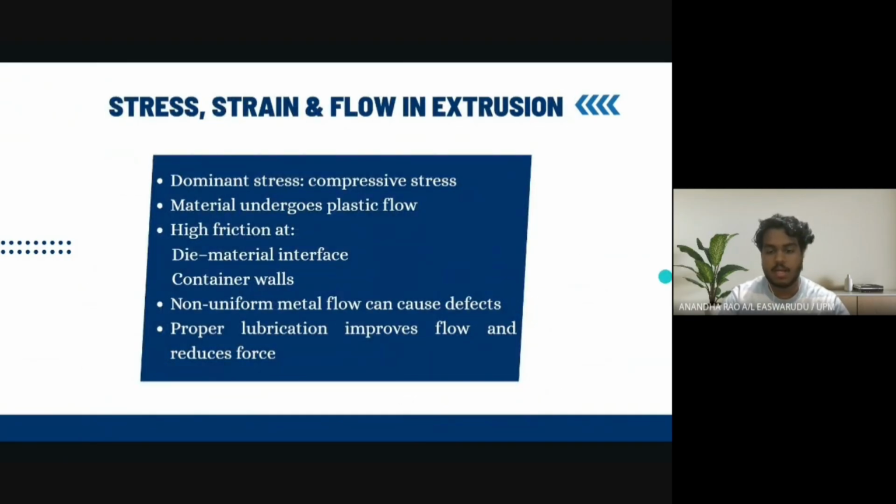Next, let's see about the stress, strain, and flow consideration in extrusion. During extrusion, the material experiences plastic deformation under compressive stress. However, friction plays a major role, especially at the container walls and die interface. If friction is too high, it can cause non-uniform material flow, leading to defects. That is why lubrication is very important in extrusion. Proper lubrication helps reduce friction, lowers the required force, and improves the surface quality.